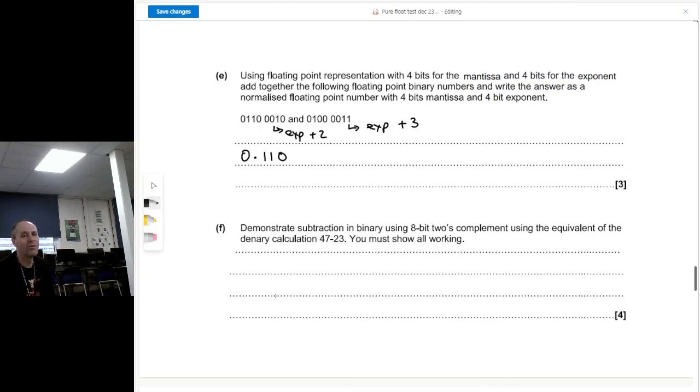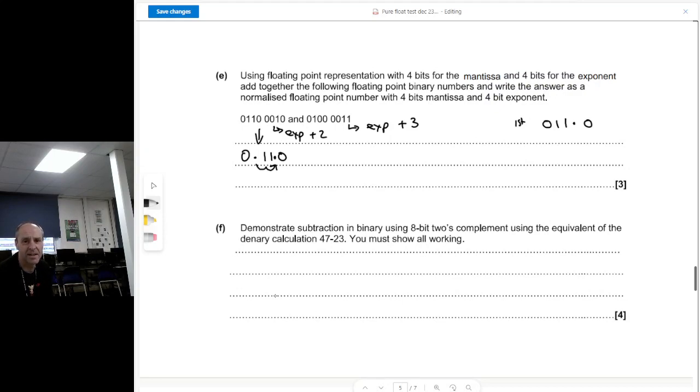We need to move by 2 positions. So we're going to go 1, 2. That's where the binary point is when it's unnormalized. So over here, I'm going to do my calculation. So my first number is going to be 0.11.0. Right, I'm now going to do the second number.